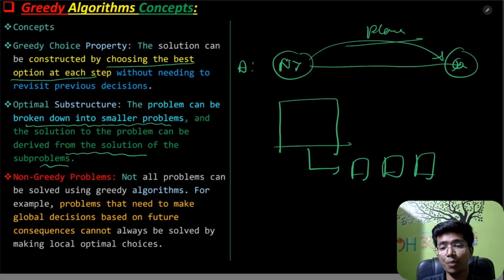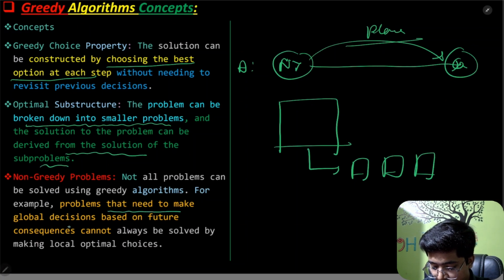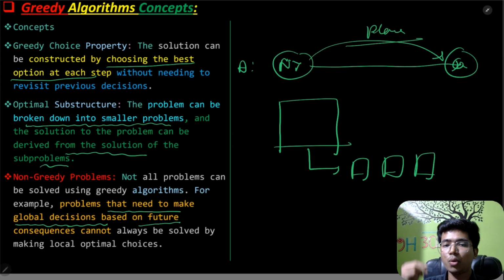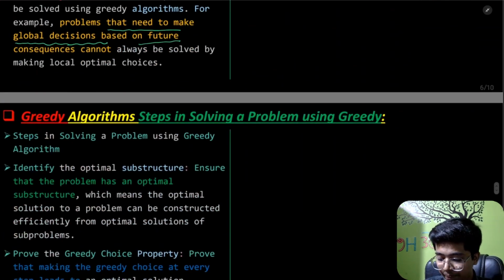Non-greedy problems, another important thing in algorithms: there are various problems that cannot be resolved by greedy approaches, like problems that need to make a global decision based on future consequences. If a problem requires taking decisions based on the future, we cannot solve it with greedy algorithms.